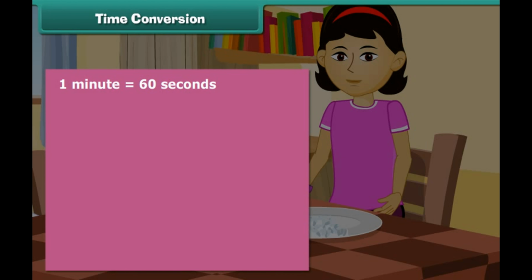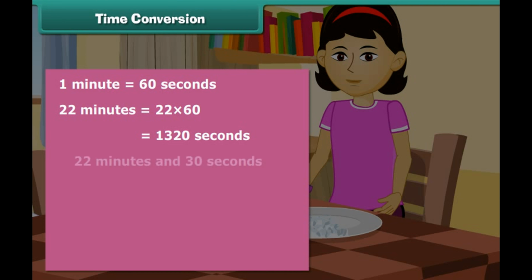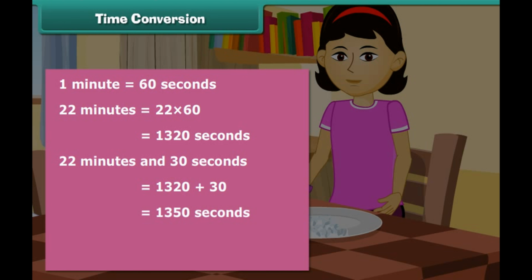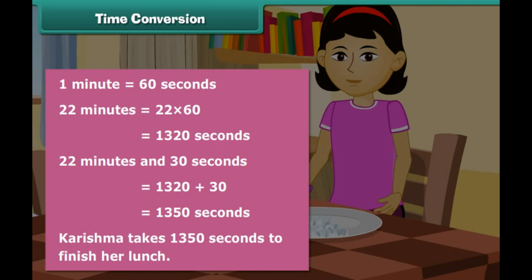1 minute is equal to 60 seconds. 22 minutes is equal to 22 into 60 is equal to 1320 seconds. 22 minutes and 30 seconds is equal to 1320 plus 30 is equal to 1350 seconds. Karishma takes 1350 seconds to finish her lunch.